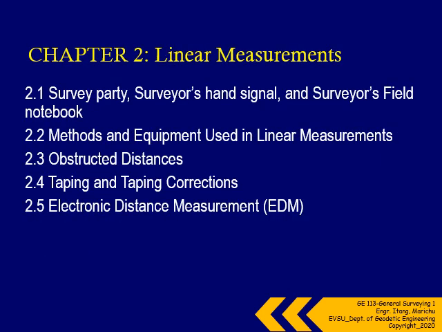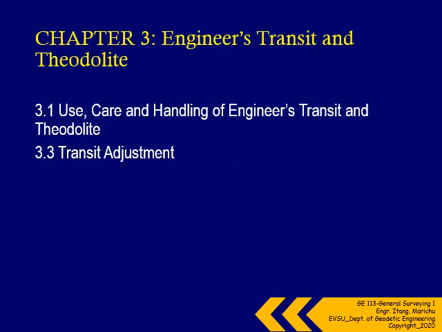Chapter 2 is linear measurement. The subtopics are the survey party and the surveyor's hand signals. When we're in the field, we're going to have a survey field notebook, methods and equipment used in linear measurement, and so on. For chapter 3, the engineer's transit and theodolite, this is the instrument that we are going to use when we perform a survey. You will be trained on how to care for and properly handle the instrument, and on its adjustment.